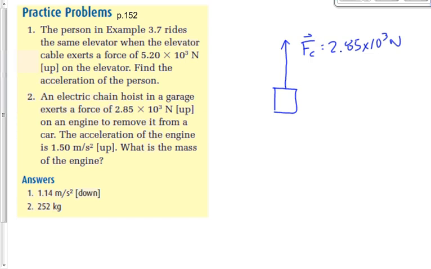Got that force upwards. We know the acceleration of the engine is upwards. So it's going to be positive 1.50 meters per second squared. We want to find the mass of the engine. What other force acts here? We know this, right? Easy. What other force is it? Gravity. Do we know whether it's bigger or smaller than the upward force? Oh, but we do. In this case, we do.